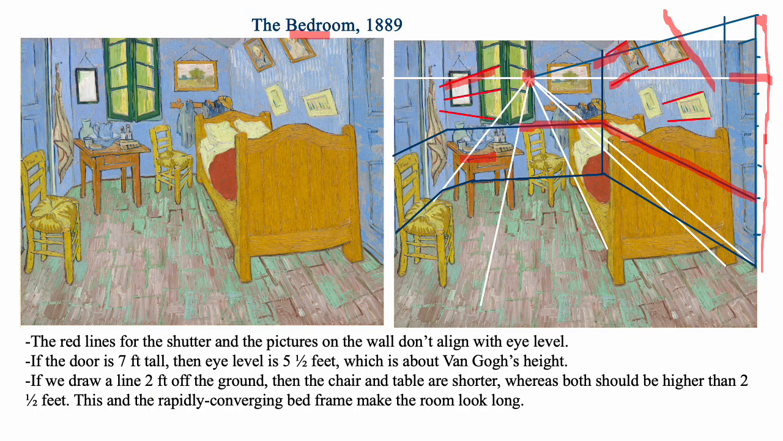And usually tables are 2.5 feet and chairs are at least that tall. So making these two much smaller than they really are makes the room look longer, especially with this rapidly converging bed.